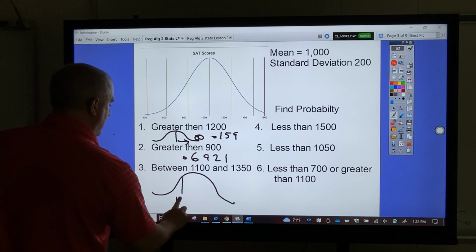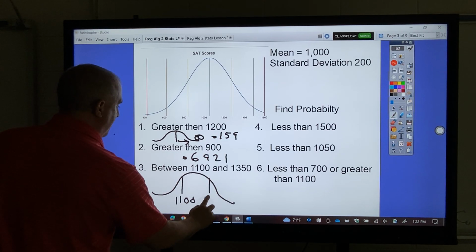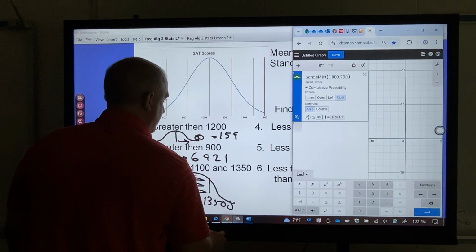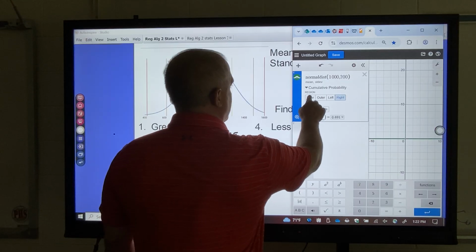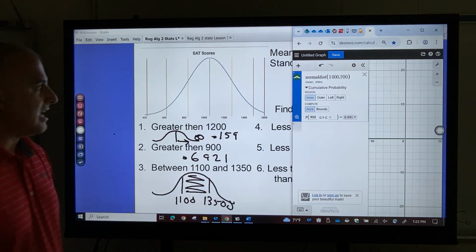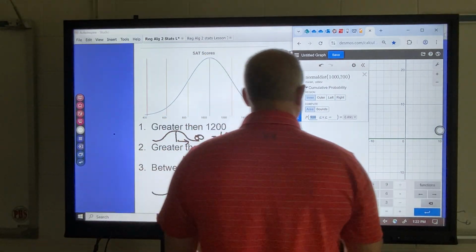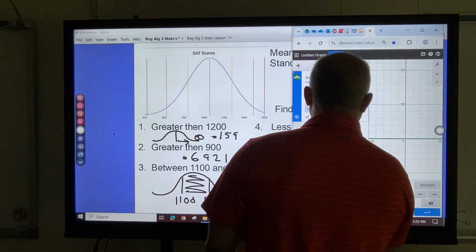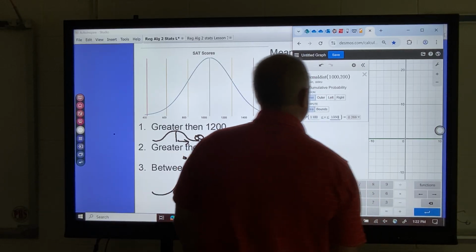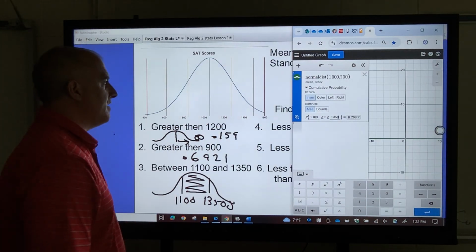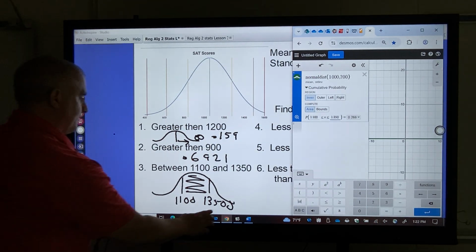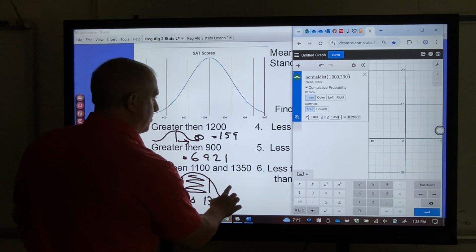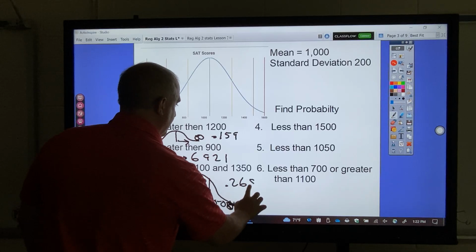Now it says, when will it be between 1,100 and 1,350? Well, what does that mean? This would be between. So I want to select inner because I'm getting the inner probability. Your smaller number goes there, your bigger number goes here. Oops, that's too big. 1,350. Okay, so what does it say? My probability is 0.268.